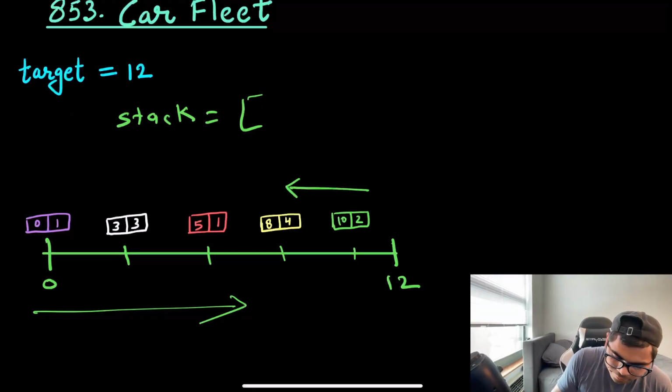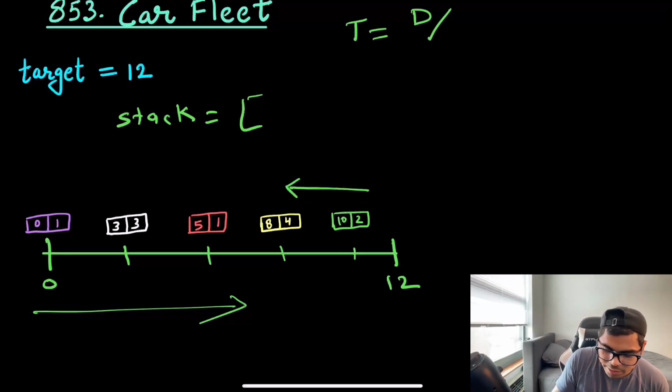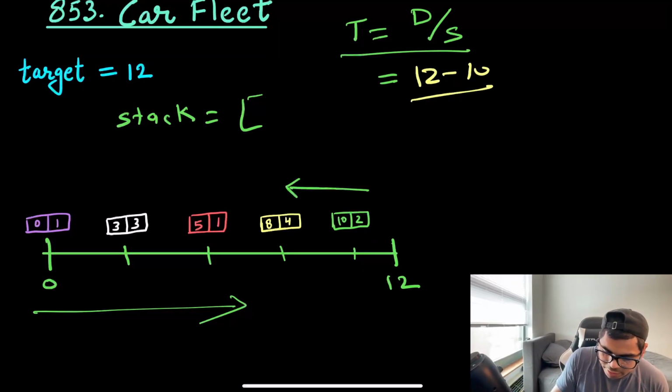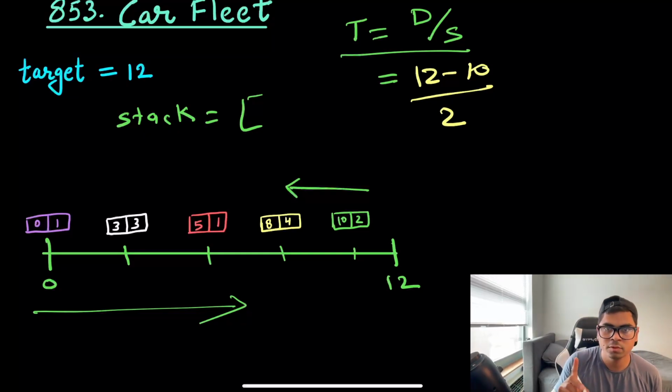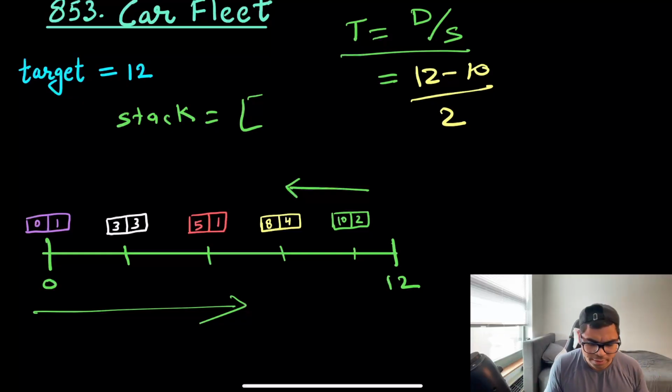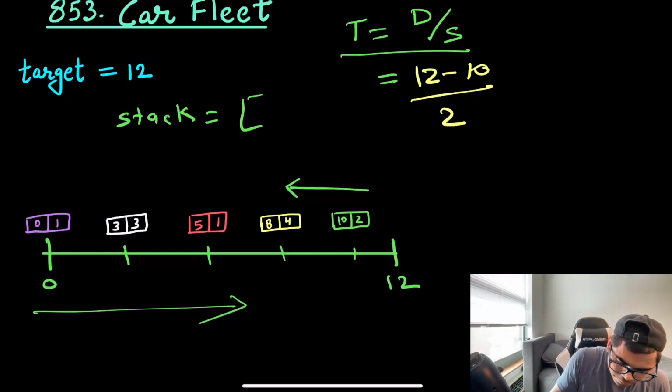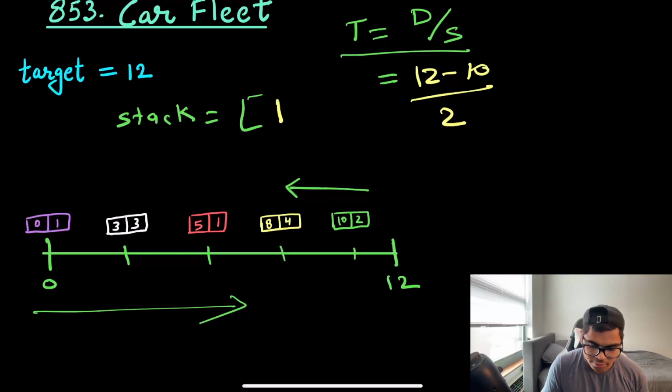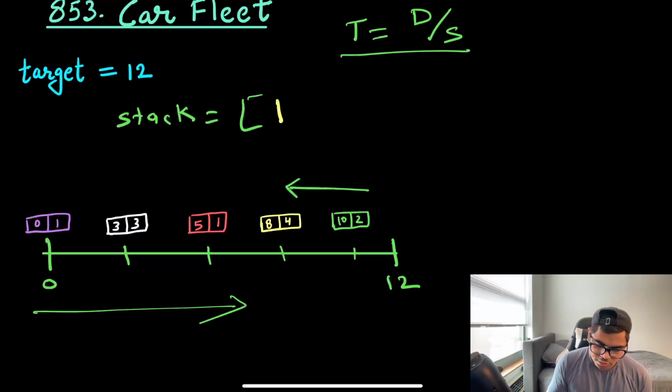So to calculate time, it will be time is equal to distance by speed. So what is the distance that this car needs to travel to reach 12? That is target 12 minus current position 10 divided by speed 2. So basically it will be taking just 1. You can say like time unit 1 could be hour or minute or whatsoever, but it will be taking 1 unit of time. So I'll push that on top of my stack, right? So that's done for this first car.